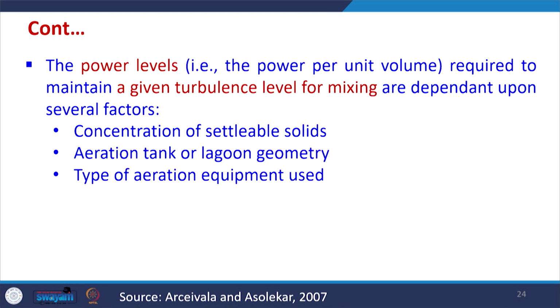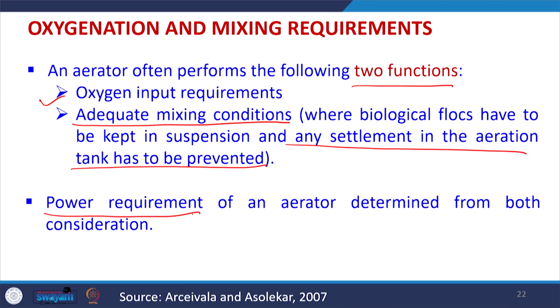Now, the power level required, in terms of power per unit volume, is required for a given turbulence level for mixing, and it depends upon several factors including concentration of settleable solids, aeration tank or lagoon geometry, what is the length, volume and dimension, and type of aeration equipment used. So, we have to determine the power levels and overall the power requirement, and then we should select the aerator for the aeration unit. There are various types of aeration units possible.